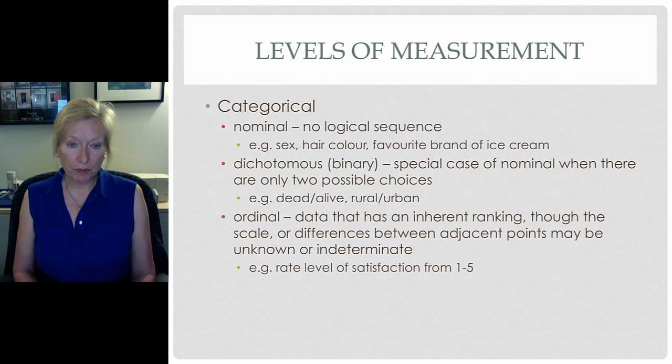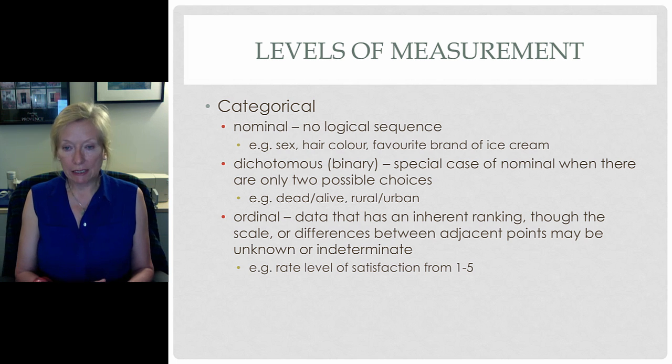Ordinal level of measurement is data that has an inherent ranking. It could be a scale, or it could be differences between adjacent points. For example, it could be the rating of level of satisfaction from 1 to 5 on a Likert scale. But there's always an inherent ranking.